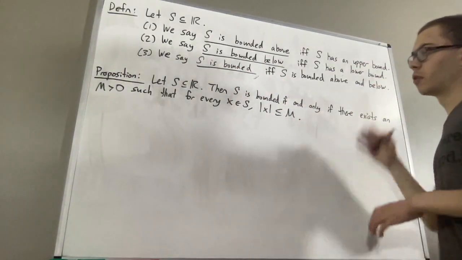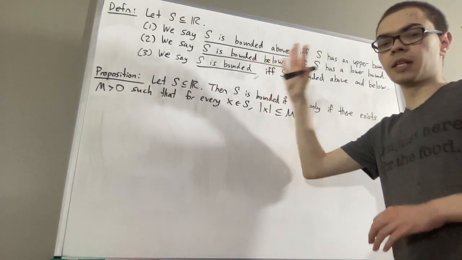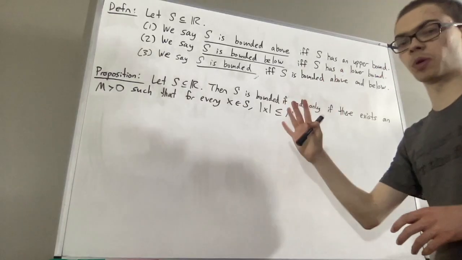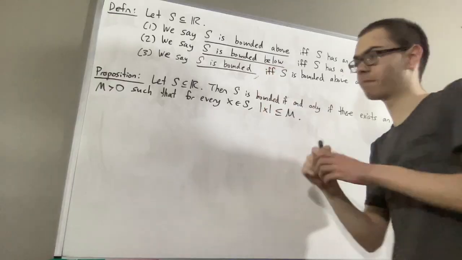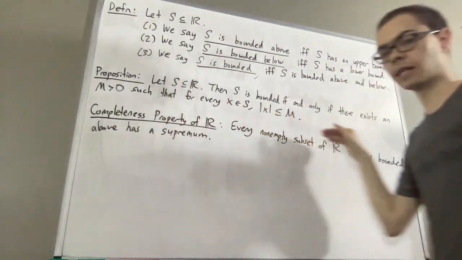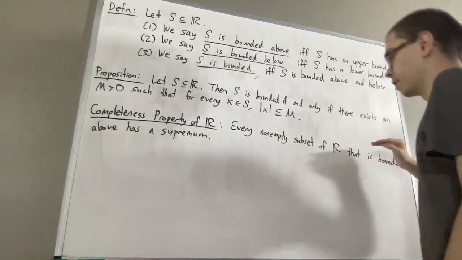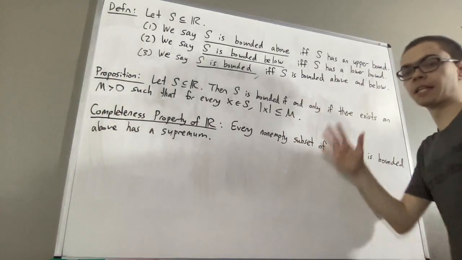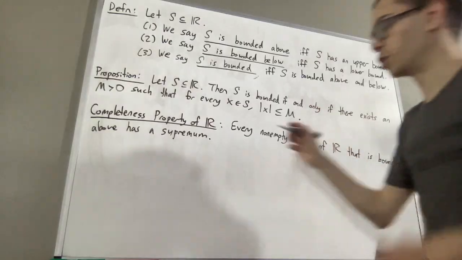Now, let's talk about the completeness property of the real numbers. This tells us that every non-empty subset of the real numbers that is bounded above has a supremum. So we're going to take this property as true. From this property, we have that every non-empty subset of real numbers that is bounded below must have an infimum. So that's often useful as well.